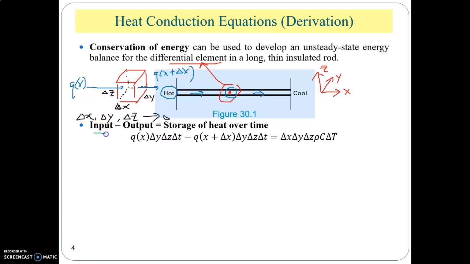With that, you can measure the input heat energy from here, which is the Qx multiplied with delta y, delta z, which is this area, multiplied with the delta time, which is the time taken to pass through this element. The output heat energy is equal to the heat flux flowing out from the element here, which is the Qx plus delta x, multiplied with the area, which is delta y multiplied delta z here, and the time taken.